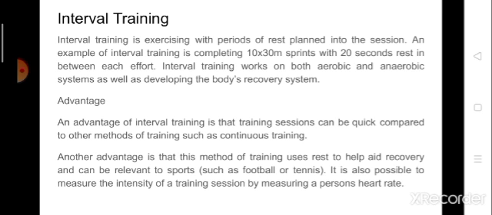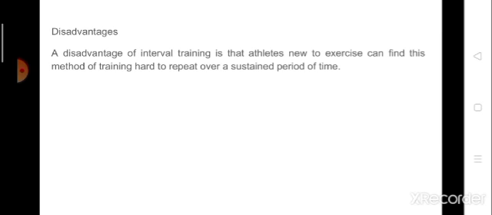Advantage. An advantage of interval training is that training sessions can be quick compared to other methods of training, such as continuous training. Another advantage is that this method of training uses rest to help aid recovery and can be relevant to sports such as football or tennis. It is also possible to measure the intensity of a training session by measuring a person's heart rate. Disadvantages. A disadvantage of interval training is that athletes new to exercise can find this method of training hard to repeat over a sustained period of time.